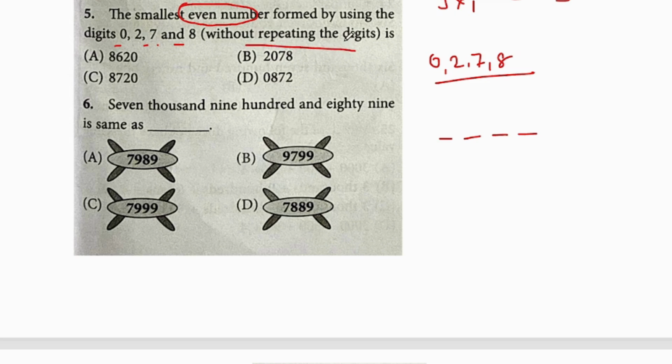Even number, right? So what are even numbers? Numbers having 0, 2, 4, 6, 8 at their ones place are even numbers, right? So you have to form the smallest even number. It means that 0 should be at the ones place, because between 0 and 2, this is the smallest, right? And then 0 is gone. Now you have 2, 7, 8. So among 2, 7, 8, you have to find the smallest number.